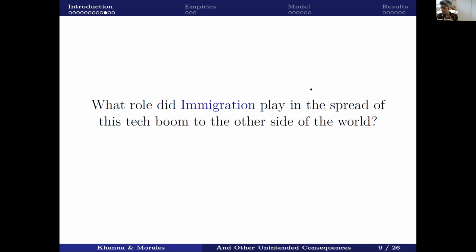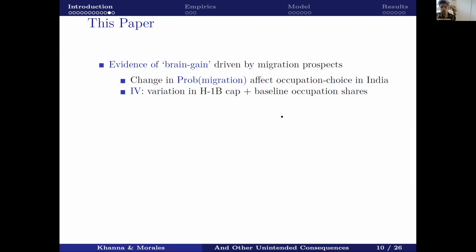So, what I try to talk a little bit about today is what role did this immigration policy and immigration actually play in the spread of this tech boom to halfway across the world in India, right? So it's talking about the long run economic developmental impacts of immigration policy. I won't go into great detail in each of the paper, but to just summarize what we do in this paper is we first establish in the data using different forms of variation and different types of microdata. We first document this brain gain.